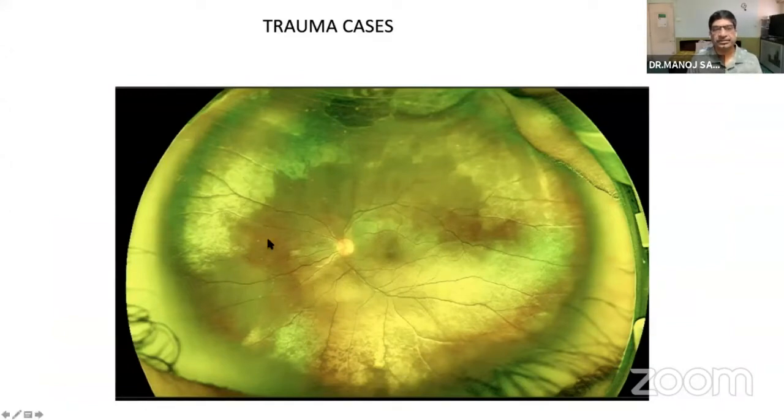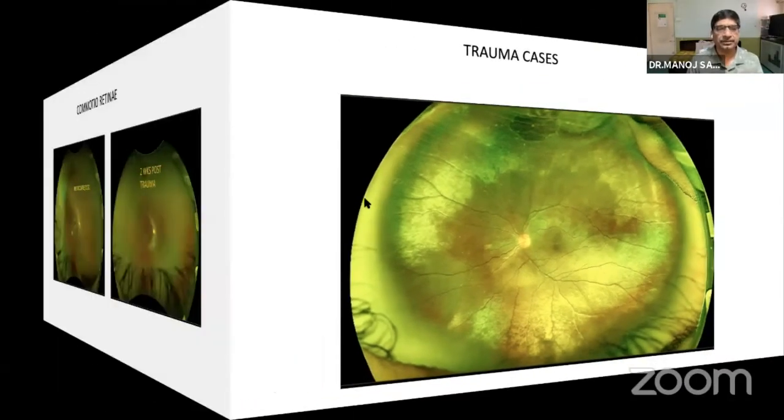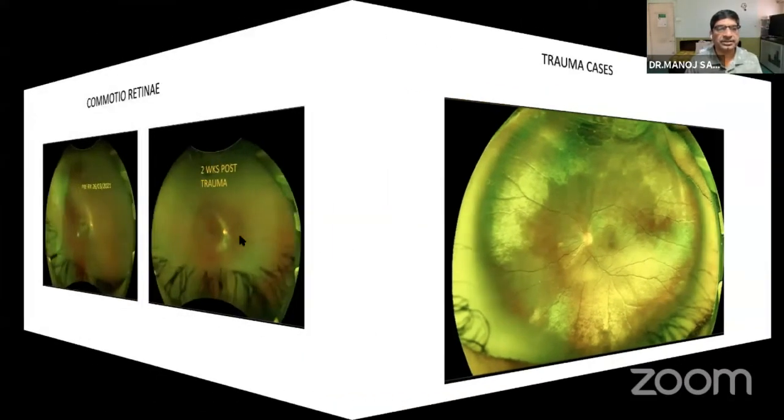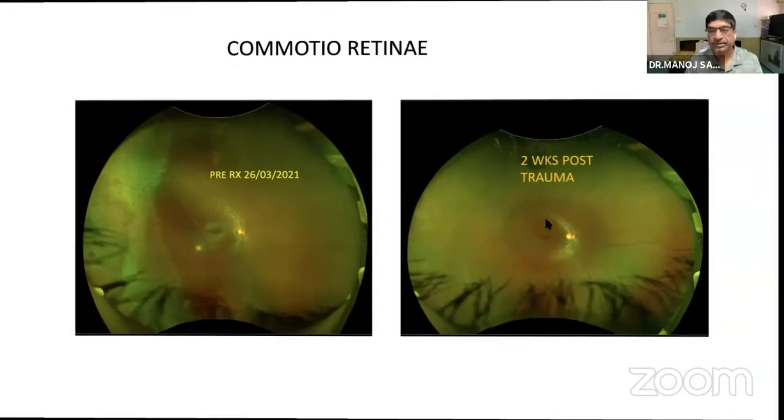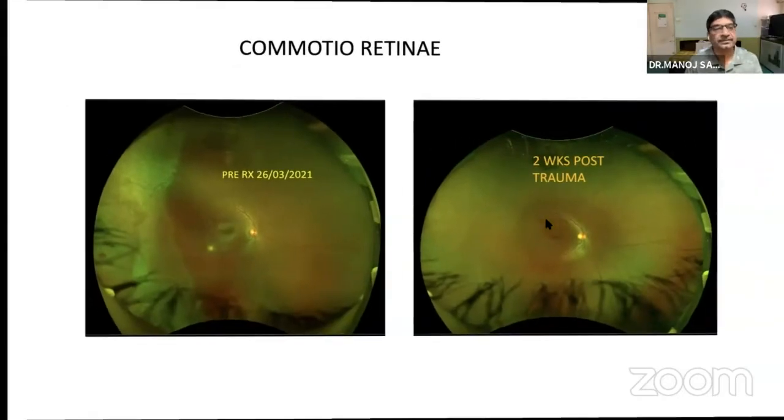Here you can see the extensive commotio retinae case. Yesterday in the morning we saw the case of blunt trauma by the tennis ball and the extensive commotio retinae. This is another previous case of commotio retinae and Berlin's edema, pre-treatment and post-treatment. You can see the changes, and patients can be convinced.